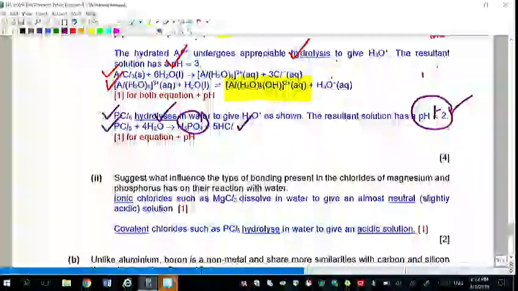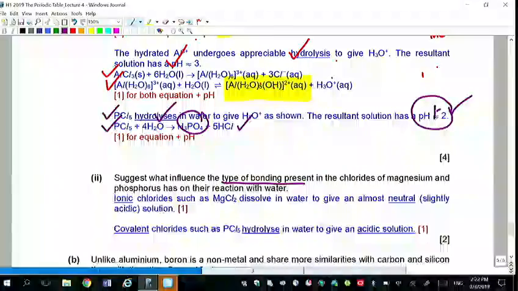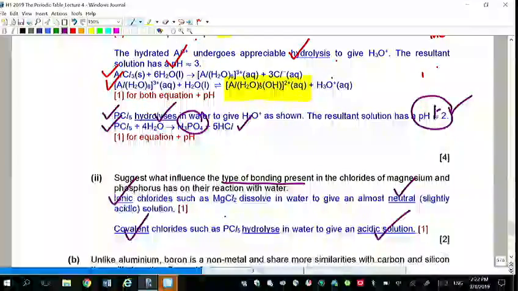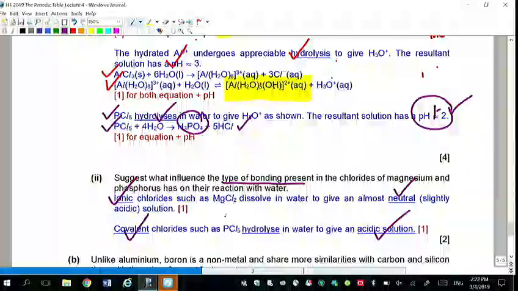So what influences the type of bonding present in chlorides? Usually, ionic chlorides will give a neutral or slightly acidic solution. If you have covalent chlorides, it will give an acidic solution. Take note, the type of bonding will affect the reaction with water. Covalent chlorides usually give an acidic solution through hydrolysis.